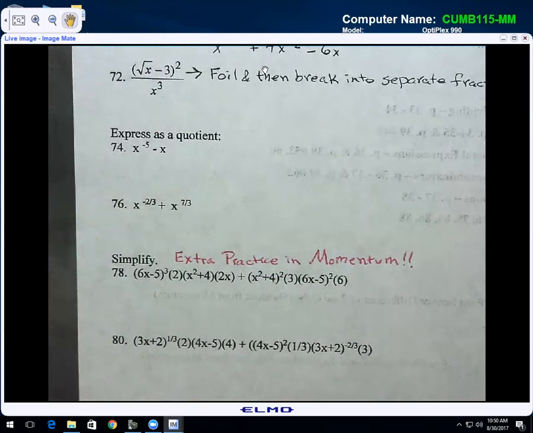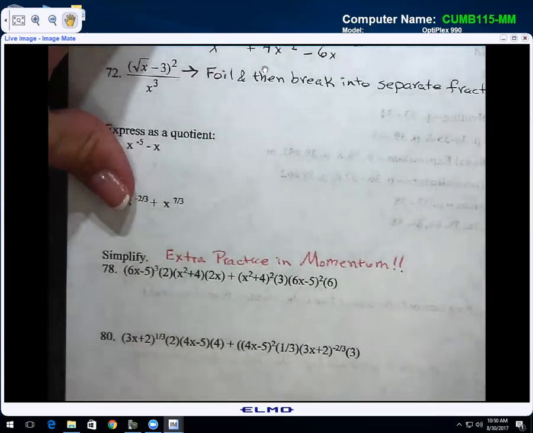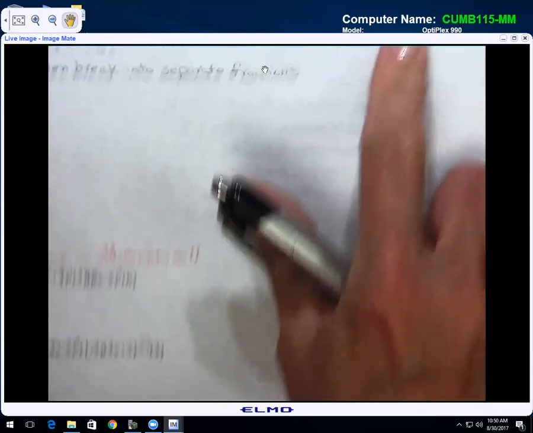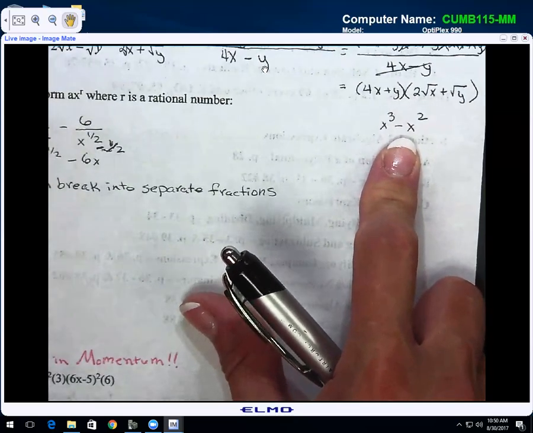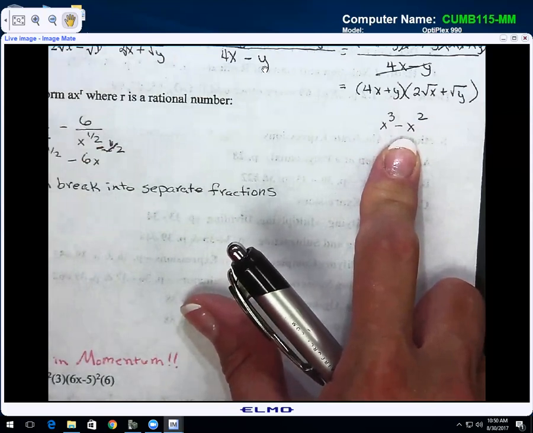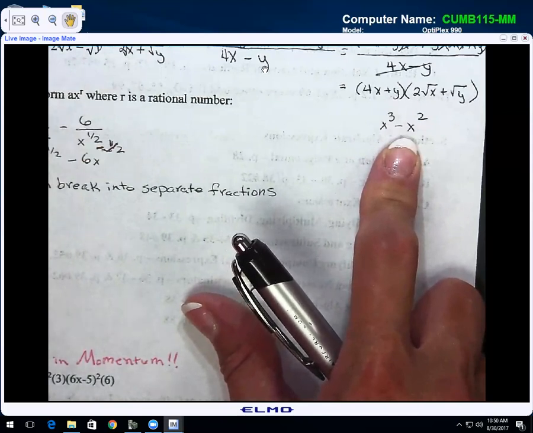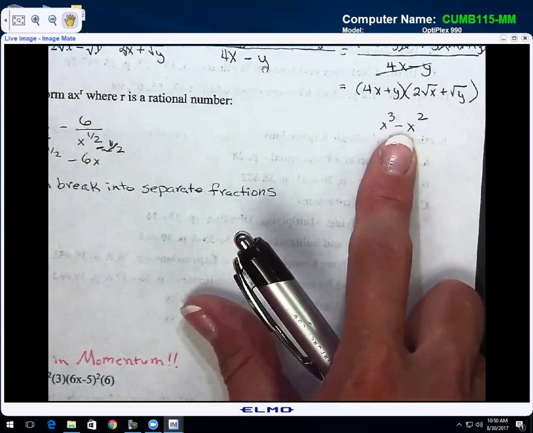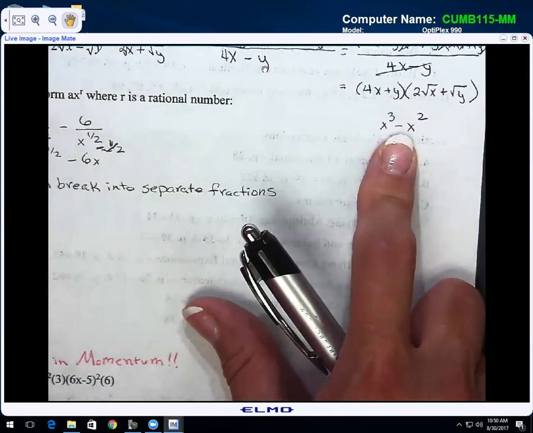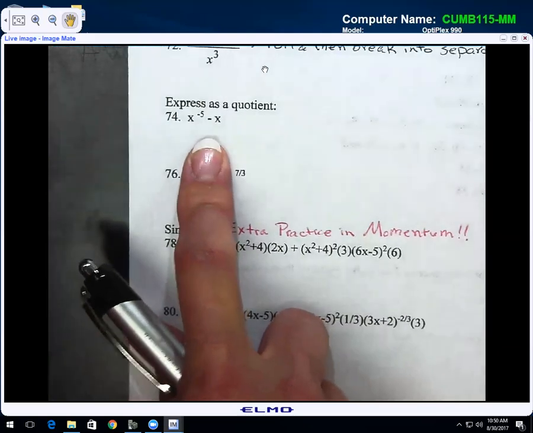If I told you to factor this, what would you factor out? X squared, and how do you decide that? How do you know which one to factor out? You can only take out the lowest exponent because you can't take an x cubed from a guy that only has x squared. So the rule for factoring is you can only factor out the lowest exponent. Number 74, what's the lowest exponent?